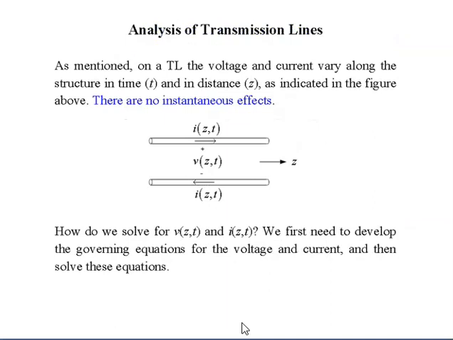Now, analysis of the transmission line. On the TL, voltage and current vary along the structure in time, t, and also the distance, z, as indicated in the figure. So there are no instantaneous effects. There is delay. So how do we solve for V and also I in this figure? First, you need to develop the governing equations for the voltage and also the current. Then only can you solve the equations.